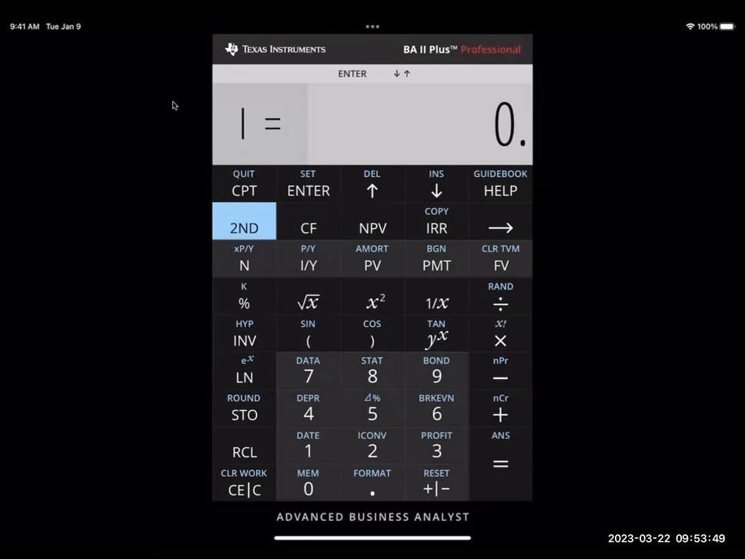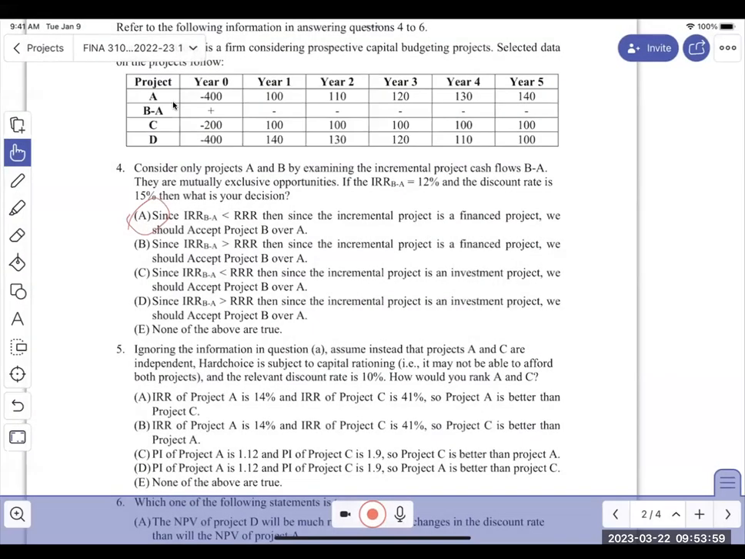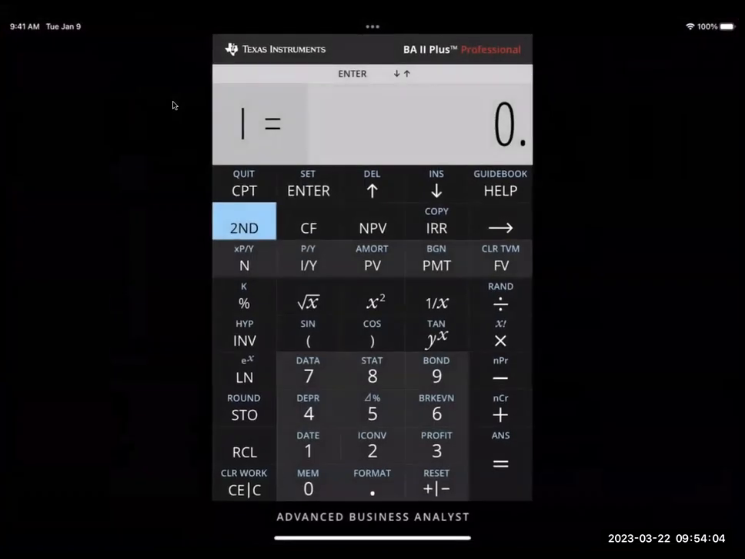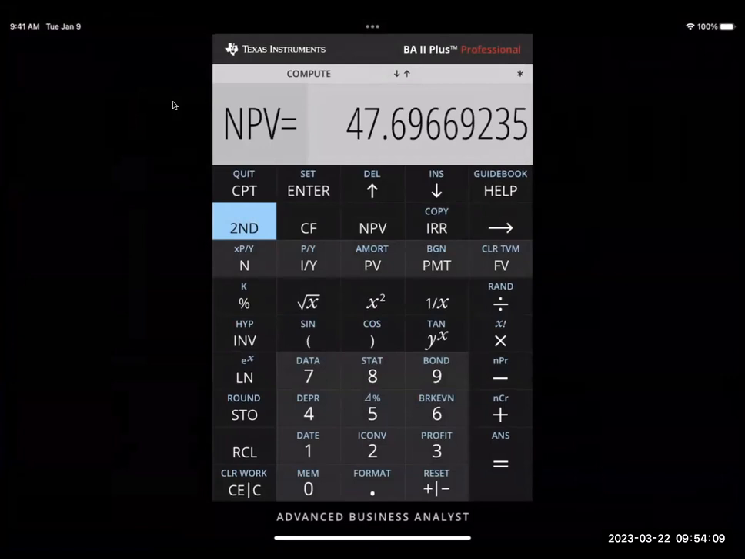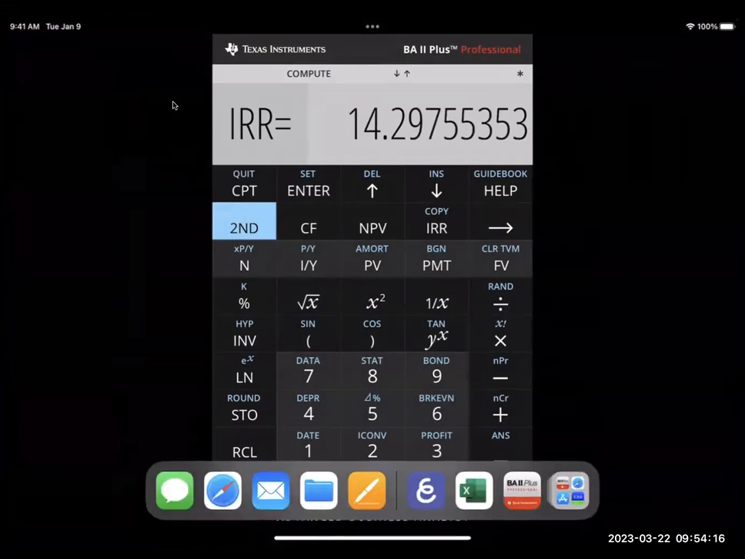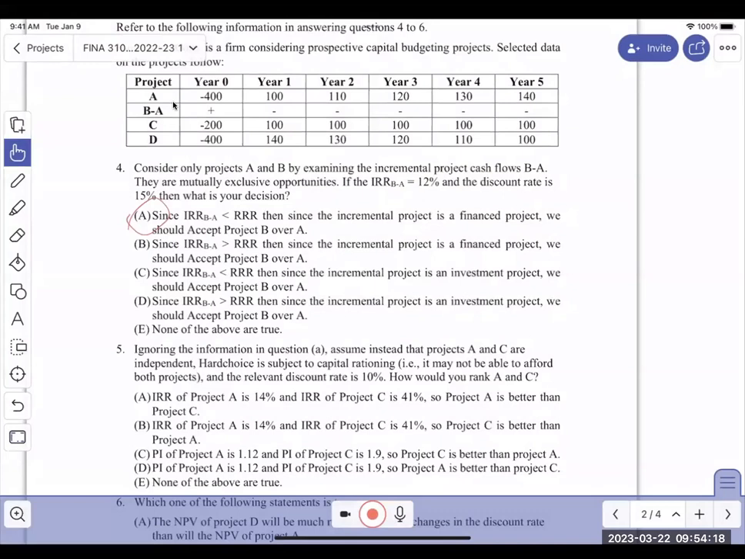And compute NPV with a discount rate of 10%. Okay, number 5. And then compute NPV. So the NPV is 47.69 or 70, but I really want the IRR, which is 14.3 or 29. So that's right, 14.29. What about C?